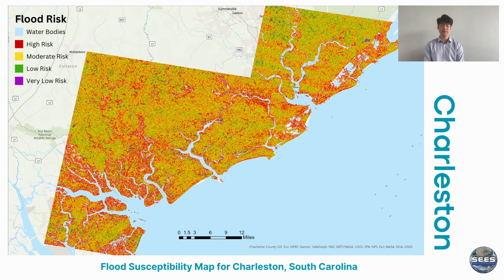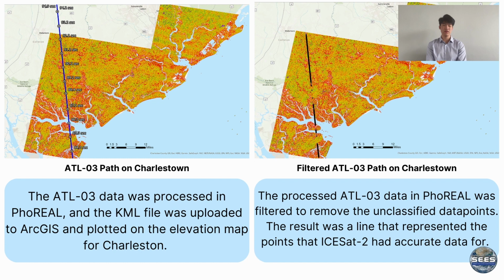This is a flood risk assessment map of Charleston. We determined that Charleston has a relatively high to moderate risk of flooding, and this is due to its low elevation. Along water bodies, Charleston has a very high risk of flooding, and as we moved inland, it becomes a moderate risk. In order to validate our flood risk assessment, we had to compare our DEM data to ICESat-2 data, since ICESat-2 produces much more accurate data than ASTER due to its instrument.